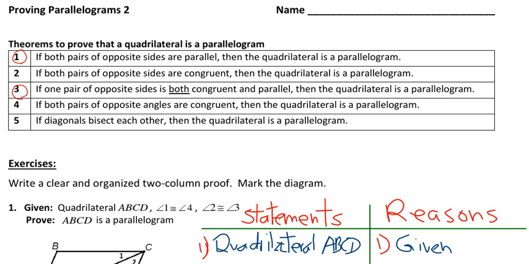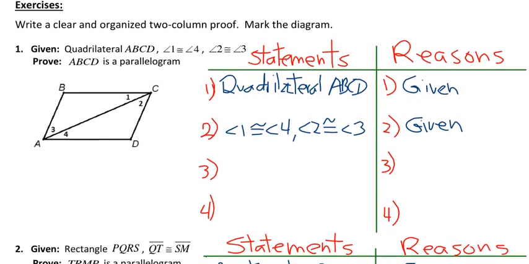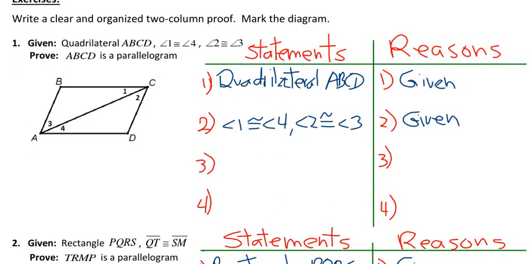So let's look at number 1. Of course, the instructions say, write a clear and organized 2-column proof, mark the diagram. In number 1, we have quadrilateral ABCD that's given, with angle 1 congruent to angle 4 and angle 2 congruent to angle 3. That's all given. And you have to prove that ABCD is a parallelogram. So if you have these givens, the first thing that we're going to do is mark them.